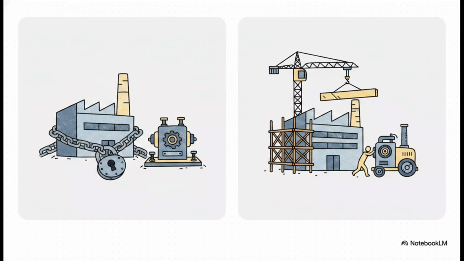The short run simply means you are stuck. It's a period where at least one of your inputs, usually your heavy machinery or your factory building, is totally fixed. I mean, you can't just magically snap your fingers and build a new warehouse overnight, right? But the long run, that's a period where everything is variable. You have enough time to change your machinery, expand your building, and completely overhaul your operation. The long run gives you ultimate flexibility.